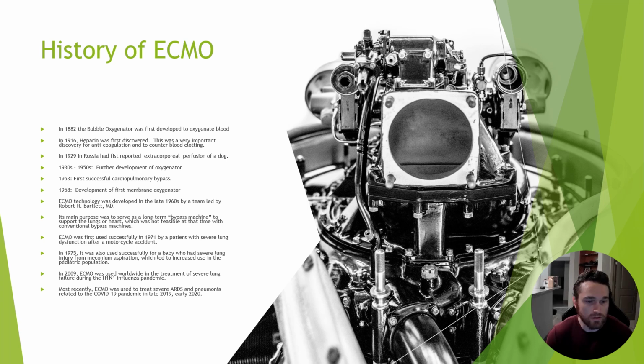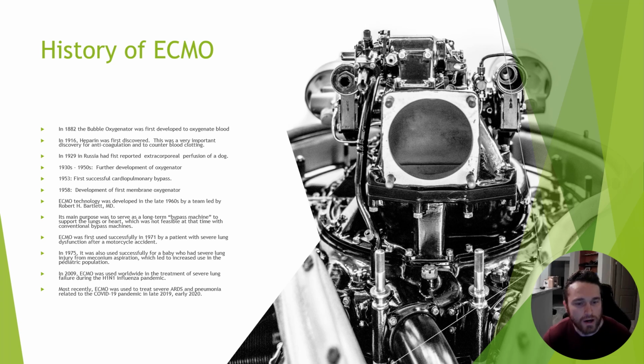ECMO was discovered by Robert H. Bartlett, MD. Its main purpose was to serve as a long-term bypass machine to support the lungs or heart, which was not feasible at the time with conventional bypass machines. The first successful adult case was done in 1971 on a patient with severe lung dysfunction after a motorcycle accident. And in 1975, it was also successfully used to treat a baby who had severe lung injury from meconium aspiration, which led to increased use in the pediatric population.